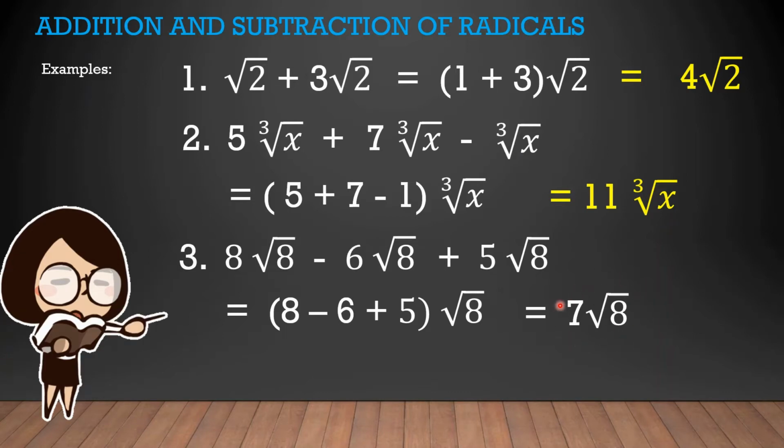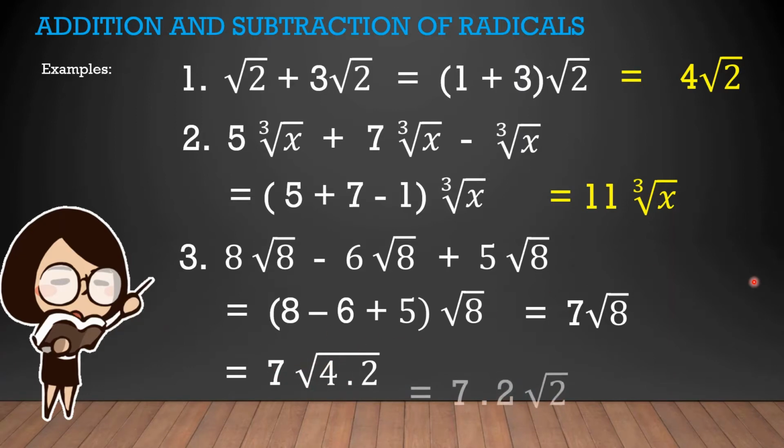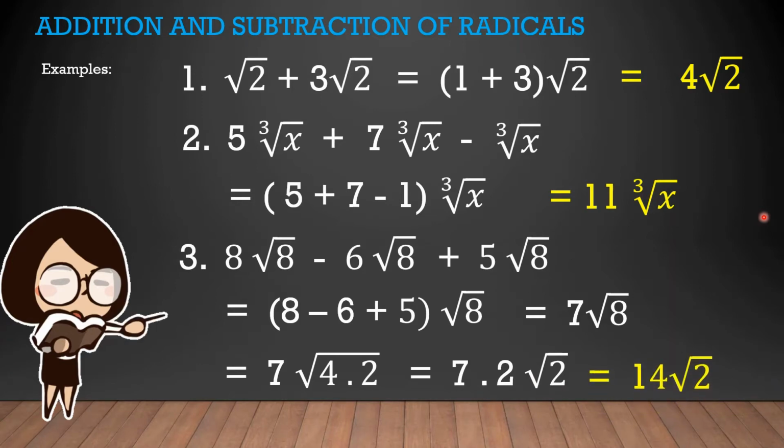So this is not the final answer because square root of 8 can be simplified. So what will be the factors of 8? The factors of 8 are 4 and 2. So 4 times 2 is 8. And 4 is a perfect square. So the square root of 4 is 2. So we need to multiply 7 times 2. The remaining in the radical is 2, so we have square root of 2. That will be the radicand. So 7 times 2 is 14 square root of 2. And that will be the final answer.